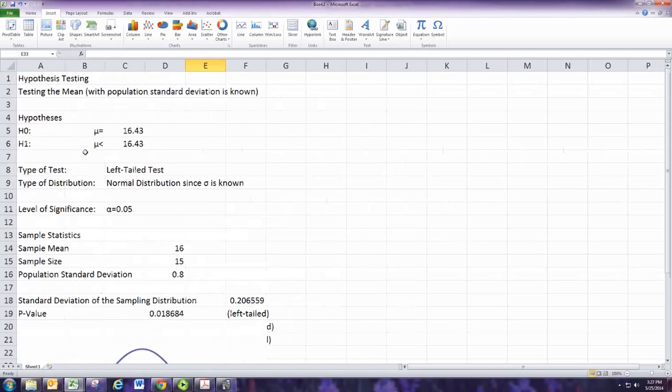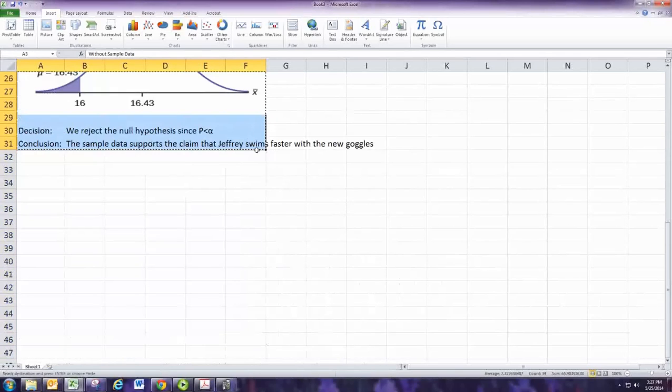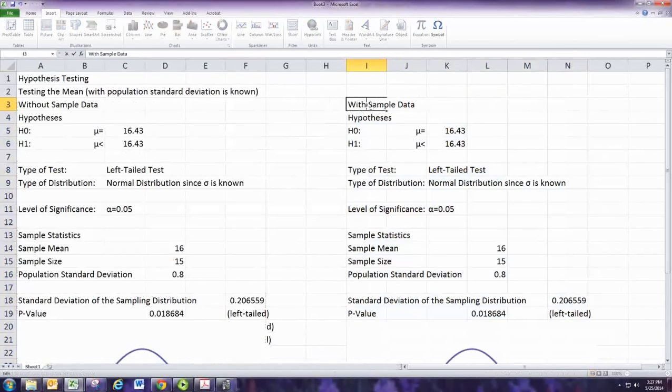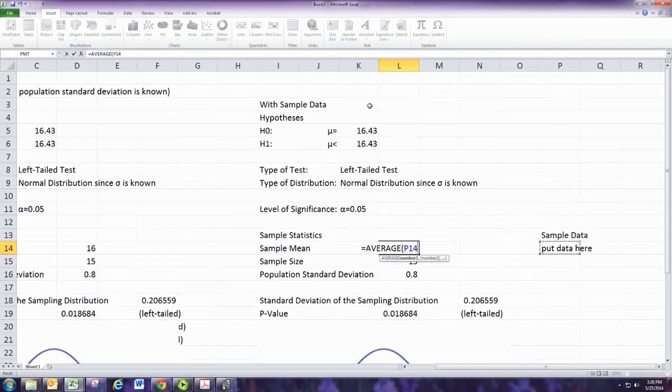Now, this could all be adjusted having actual sample data. So, if you had sample data, you would get to right here, and the sample mean and sample size would be calculated from sample data. So the sample mean would be the average of that sample data. And the sample size would be the count, or the amount of data that you have.